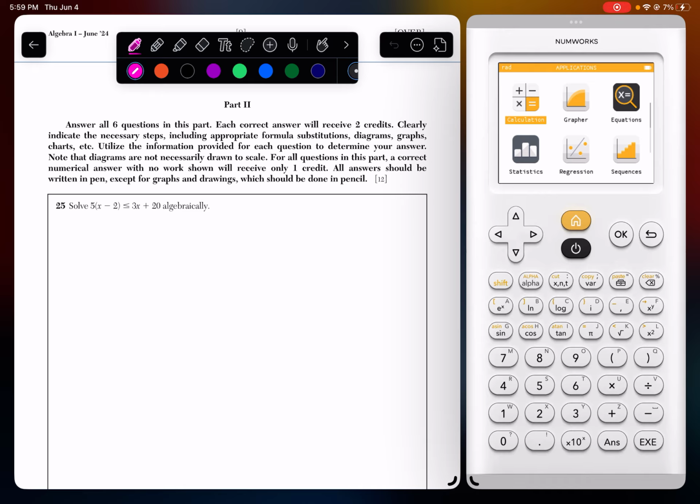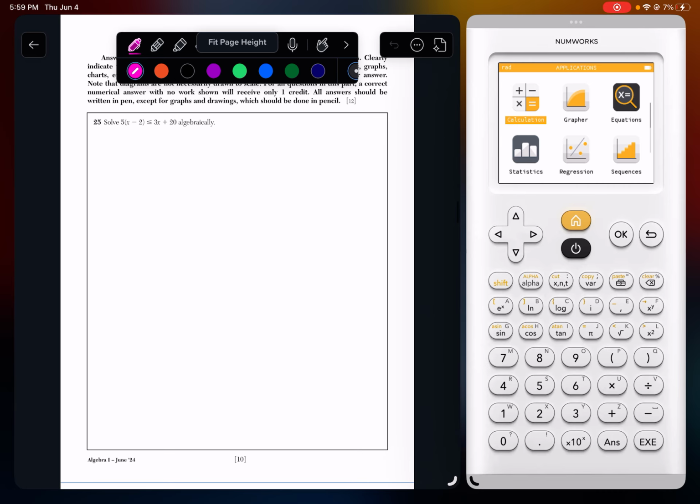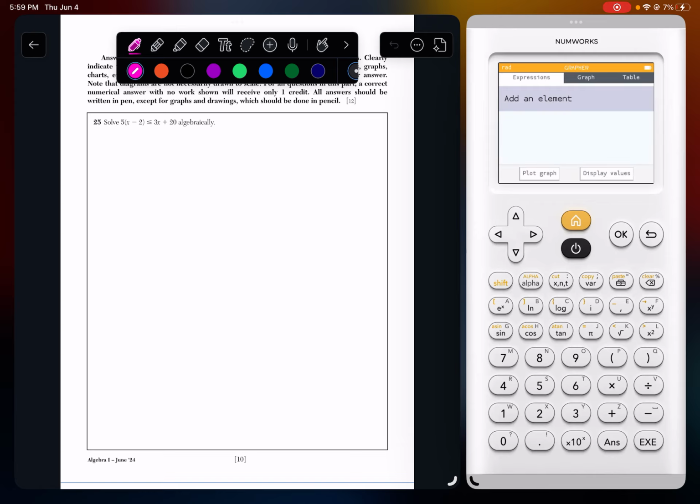Question 25 asks me to solve 5 parentheses x minus 2 is less than or equal to 3x plus 20 algebraically. So before I do this by hand, it is possible for me to get partial credit just by looking this inequality up in my grapher. I'm not going to use equations because this is an inequality. It is not an equals. So for any inequality, I want to use my grapher.